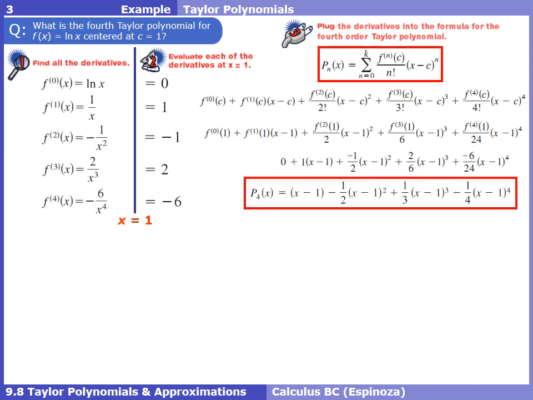And of course, we can simplify that a little bit and clean it up. The 0 we don't need. 1 times x minus 1 is just x minus 1. Minus 1/2 x minus 1 squared. The 2 over 6 becomes 1/3. The negative 6 over 24 becomes negative 1/4. And then we'll end it with x minus 1 all to the 4th power. And again, be careful with the notation. This p is really just saying it's a polynomial, and this little subscript of 4 is telling us it's a 4th degree, which of course we can see just by looking at it over here, but that's the notation we use. Our 4th degree Taylor polynomial is given by what we have here boxed in red.